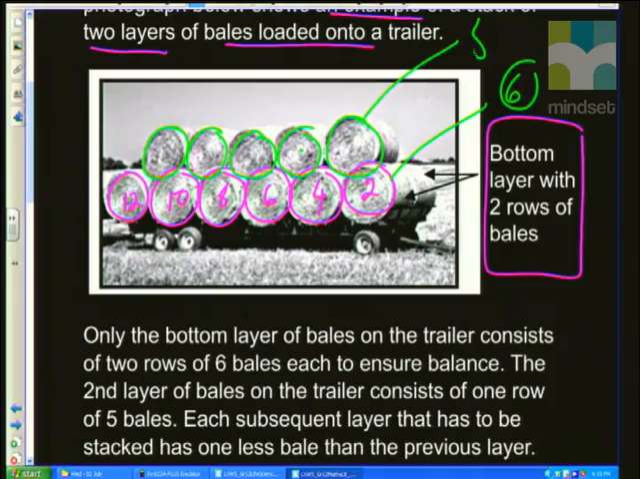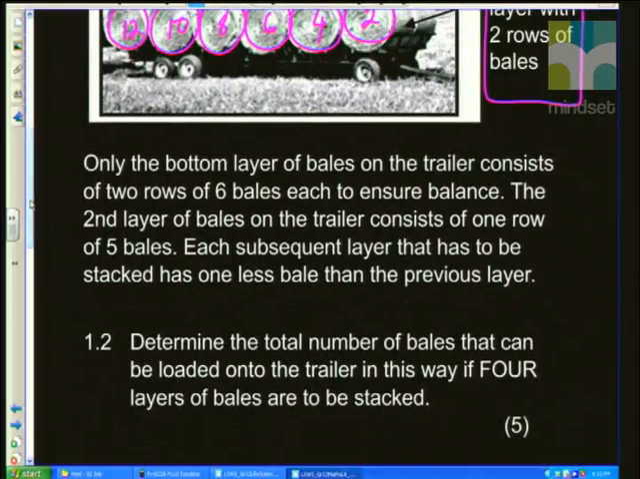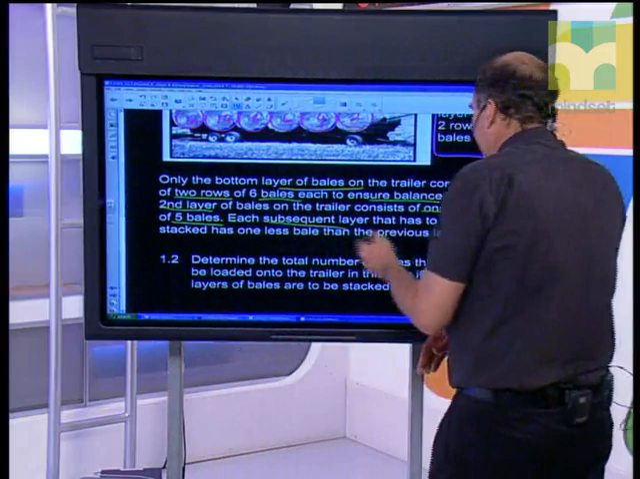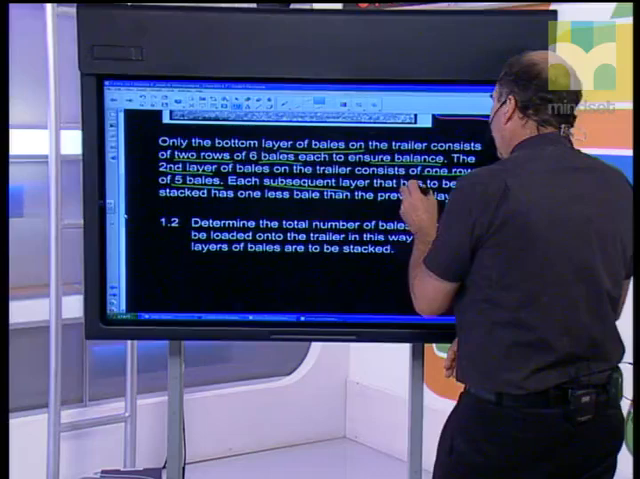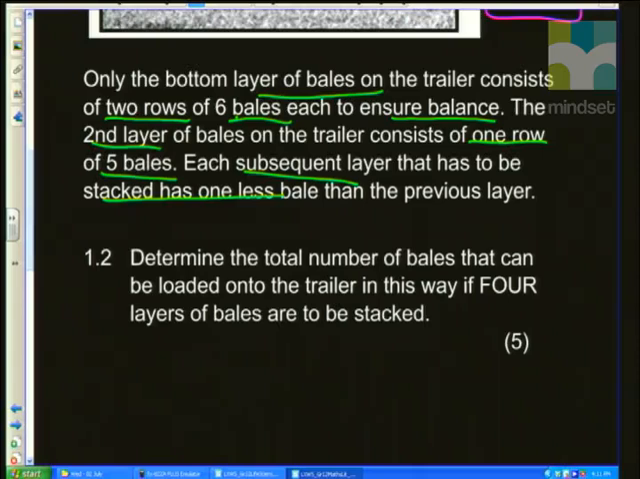Let's see what else it tells us. Only the bottom layer consists of 2 rows of 6 bales each, to ensure balance. So that's why he's doing it. The second row of bales consists of 1 row and there are 5 bales. Each subsequent, hey, that's a big word. Subsequent, Queen, can you help me there? Subsequent, what does it mean? I'm not sure, John, but I'm sure you know what it means. Okay, that's a fair pass. So subsequent means the one after. So we've got the first one, then the next one, the subsequent one means the following one, the one that comes after. Okay, subsequent, in sequence, the next one, if you like, has to be stacked 1 less bale than the previous layer. So let's have a look at that.